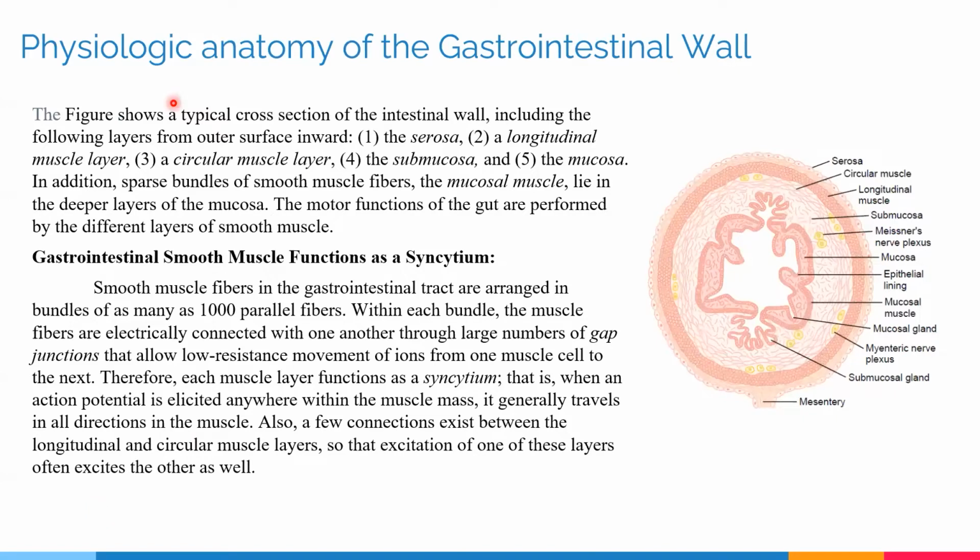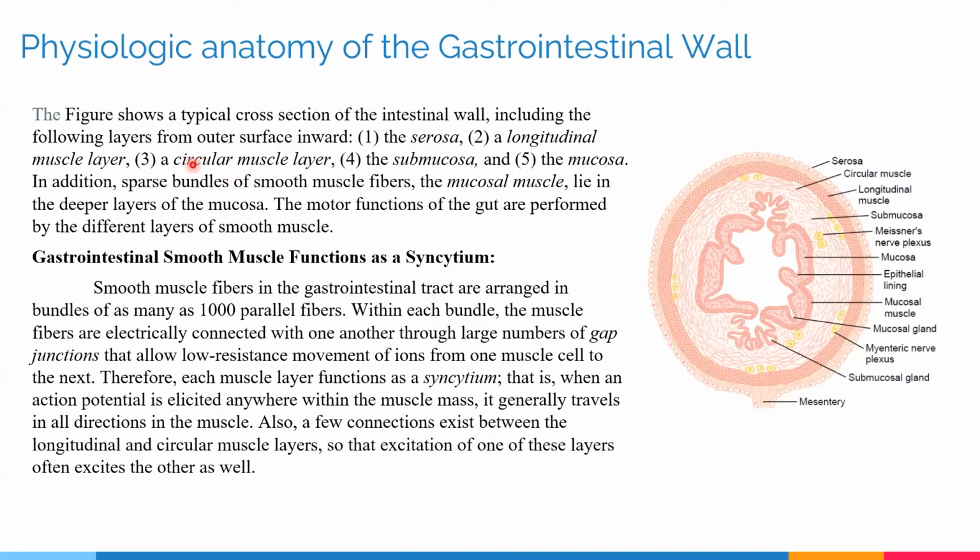Let us first look into the physiologic anatomy of the gastrointestinal wall. The figure here shows the typical cross section of the intestinal wall, which is shown right here in this section. What this means is that if the alimentary canal was taken lengthwise and was cut across its length, then this is what we will see: layers of muscles that are present which are different from one another.